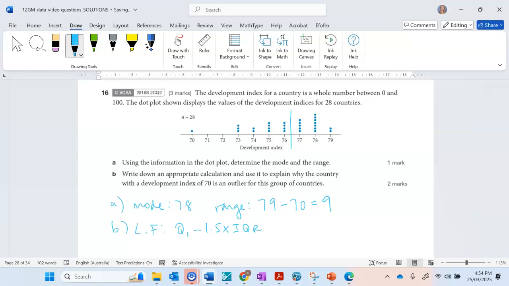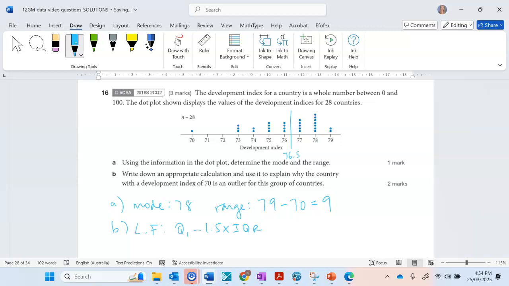Let's just check that I've counted correctly, because this is an exam and it's worth 2 marks. I need to make sure I'm calculating it correctly. 1, 2, 3, 4, 5, 6, 7, 8, 9, 10, 11, 12, 13, 14. All right, so our median is here at 76.5. Not that we need that for this question.